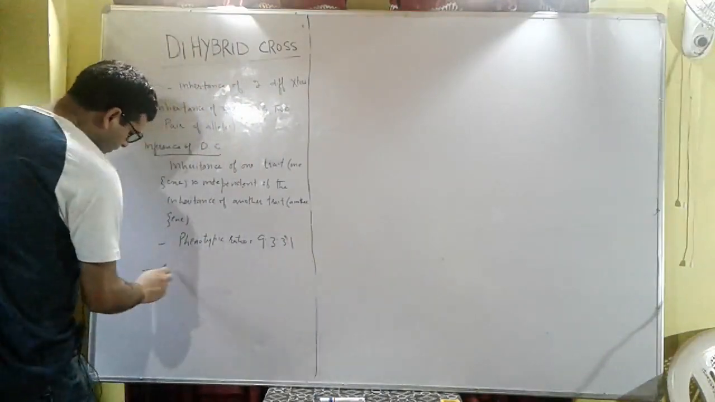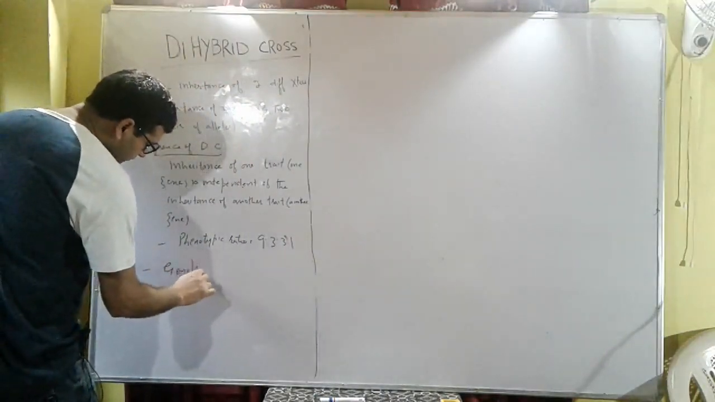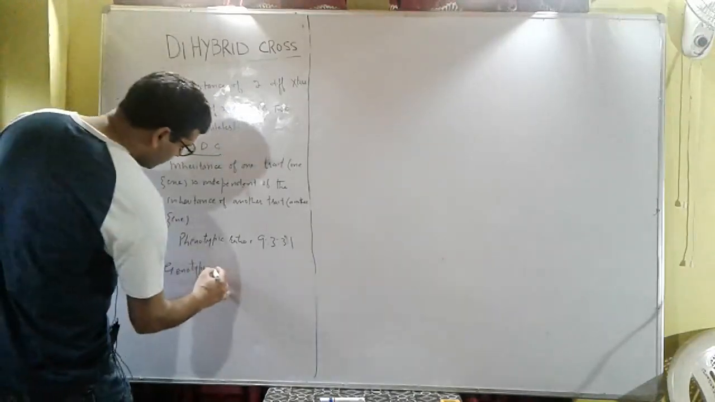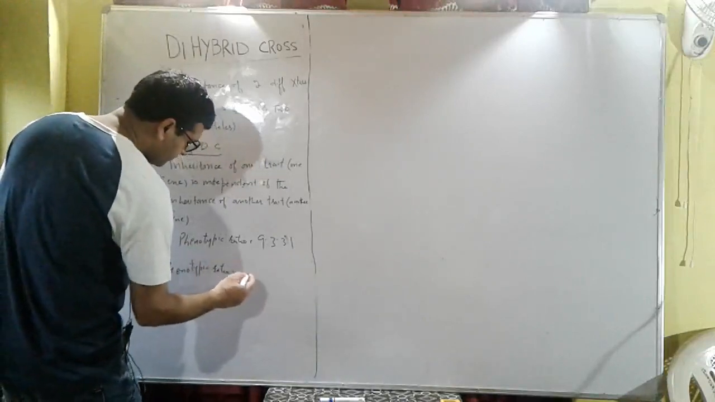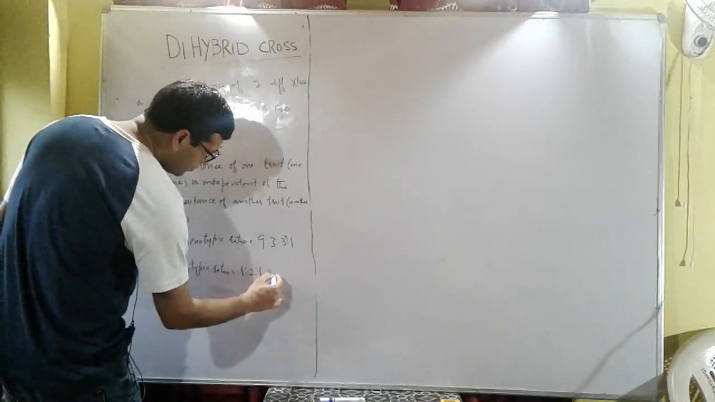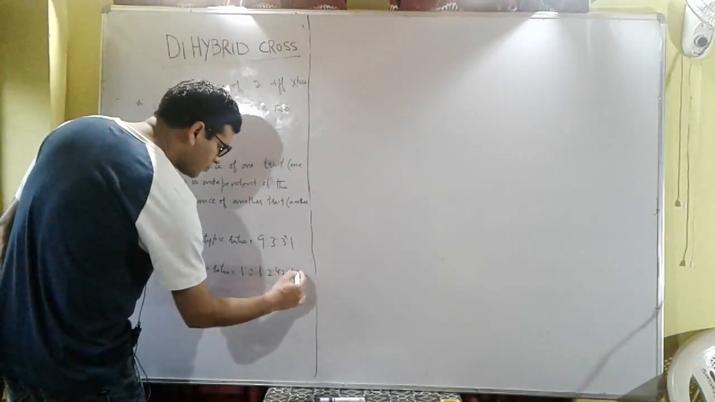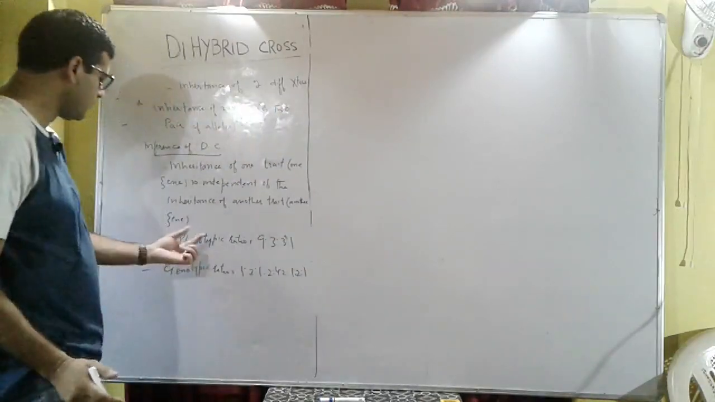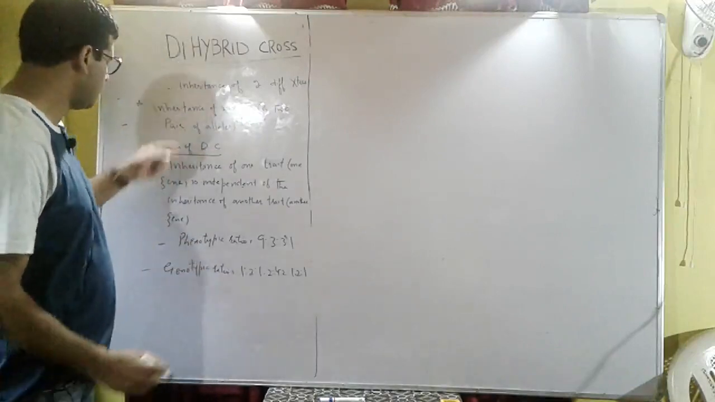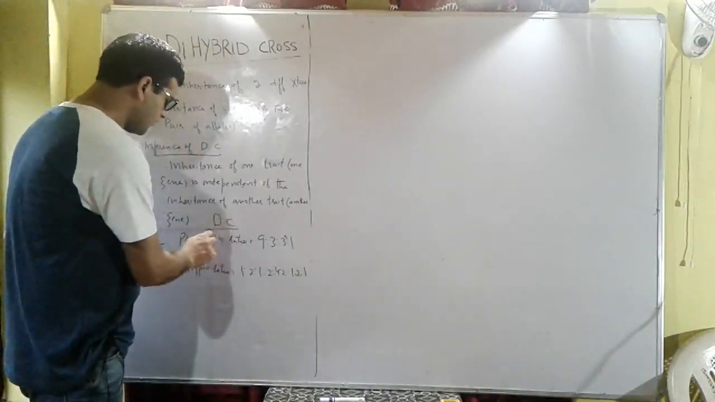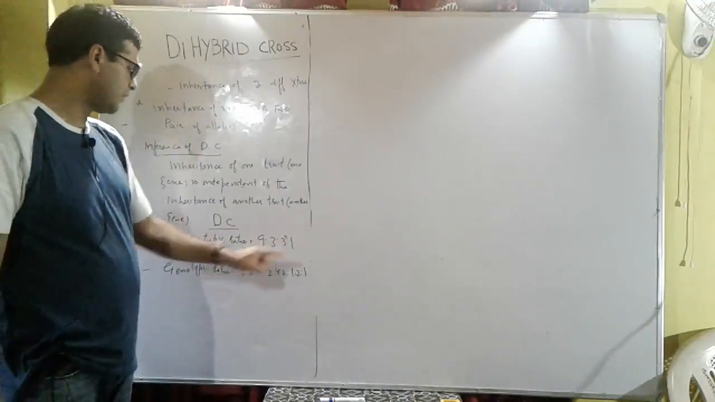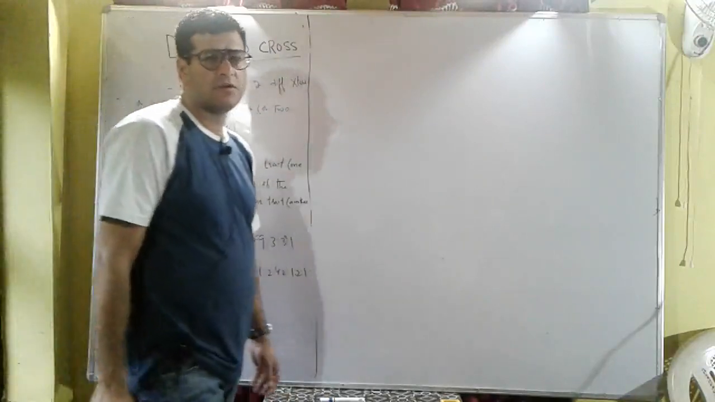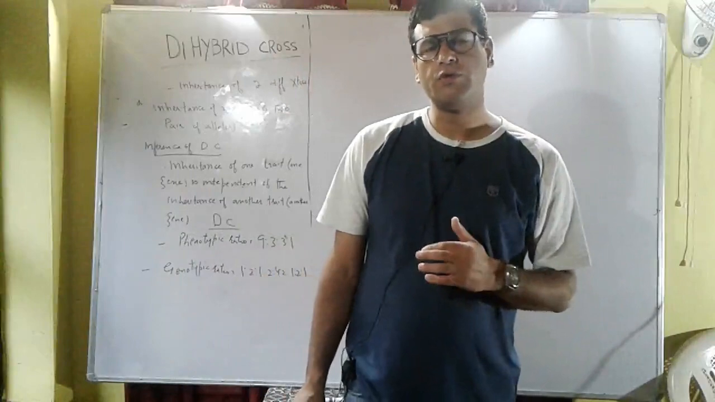And what is the genotypic ratio in case of dihybrid cross, which can be asked in the examination? The genotypic ratio in case of dihybrid cross is 1:2:1:2:4:2:1:2:1. So the phenotypic ratio in case of dihybrid cross is 9:3:3:1, and the genotypic ratio is 1:2:1, 2:4:2, 1:2:1.